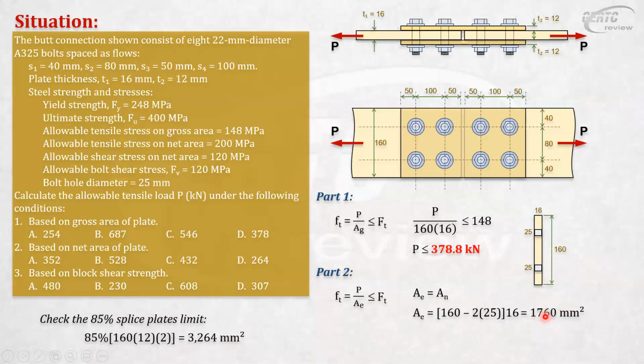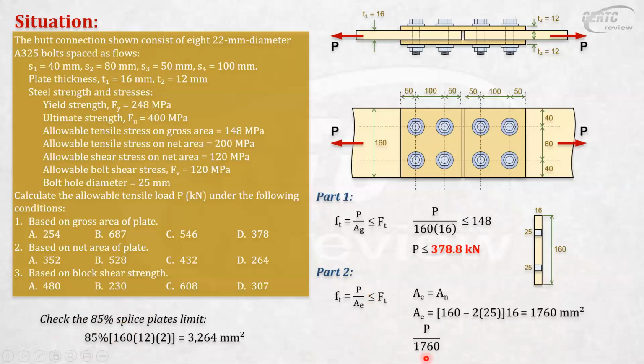So 1,760 is okay. Because, for example, if this turned out to be 1,500 mm squared, then you have to use this one. So you do not only consider the main plate, we have to consider the splice plates, and this is the limiting value. Even in the new code 2010 and 2015, there is this provision for splice plates and gusset plates: 85% of the gross area.